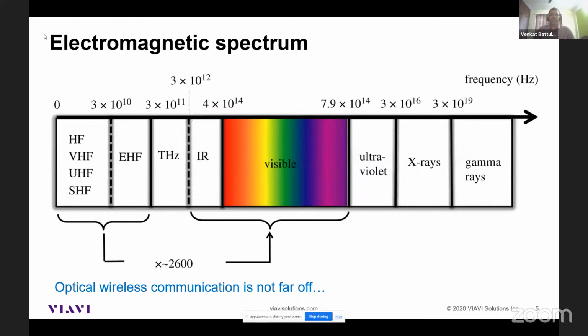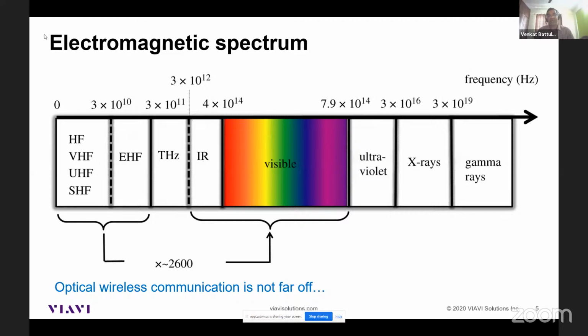Traditional electromagnetic spectrum, I just want to show where we are right now. Traditional communication started with amplitude and frequency modulation, transmitting radio waves, and evolved into wireless communication in gigahertz. Now we are going into the terahertz. Beyond that, you can see the infrared rays is the next spectrum.